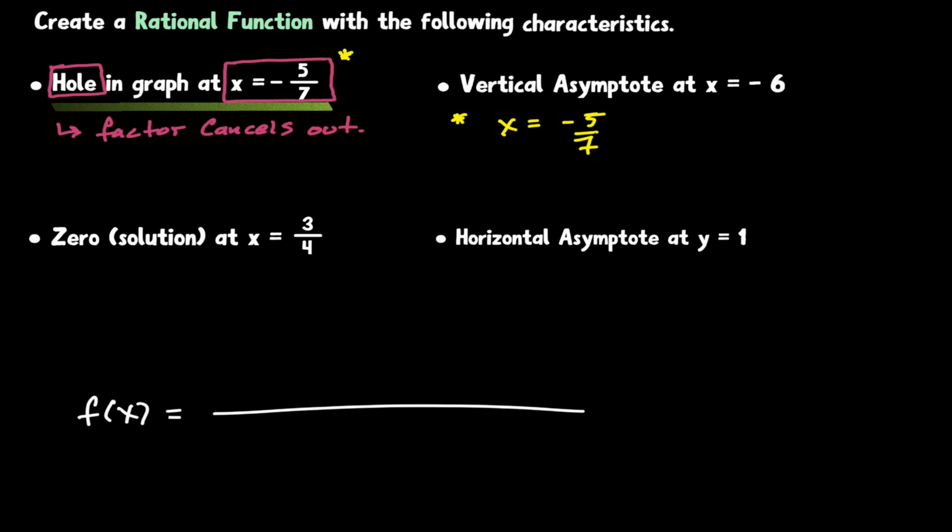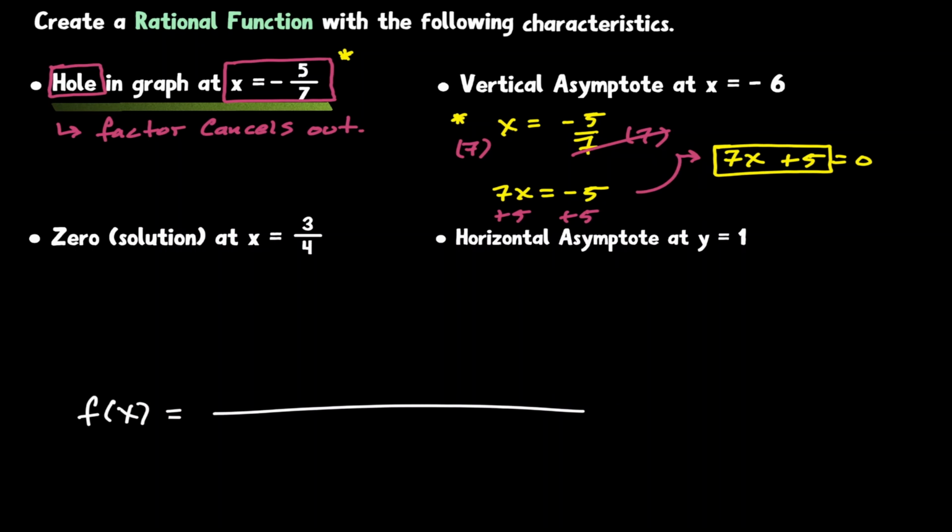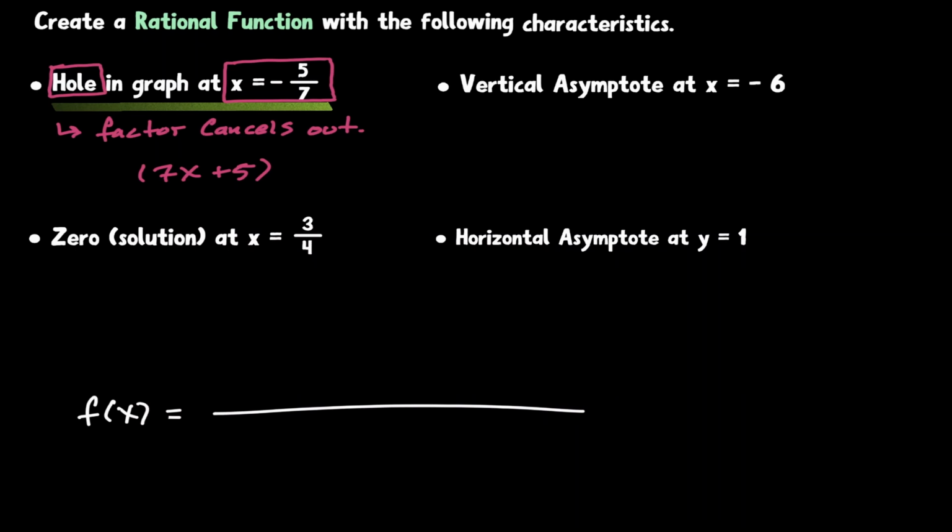and solve for 0. So let's start by multiplying 7 on both sides. 7x equals negative 5, and let's just add 5 to it. So the factor that we will use is the expression 7x plus 5. So let's place that in the numerator, and let's place that in the denominator.